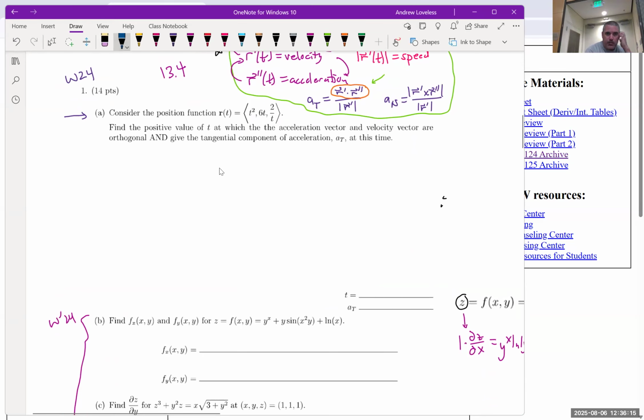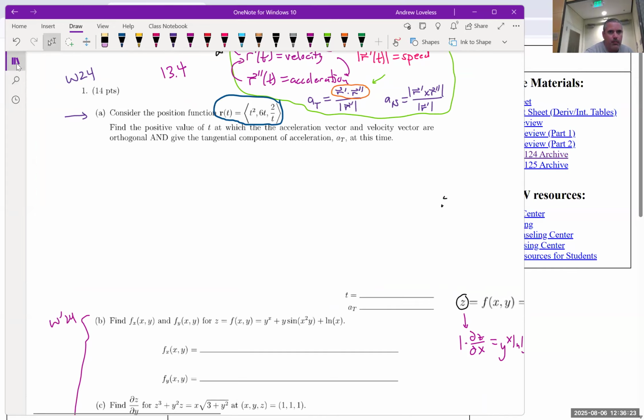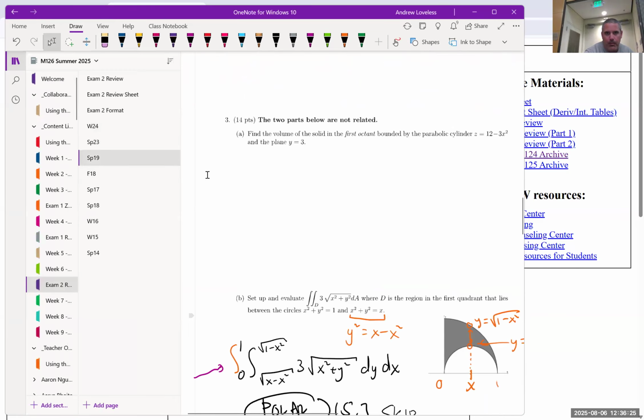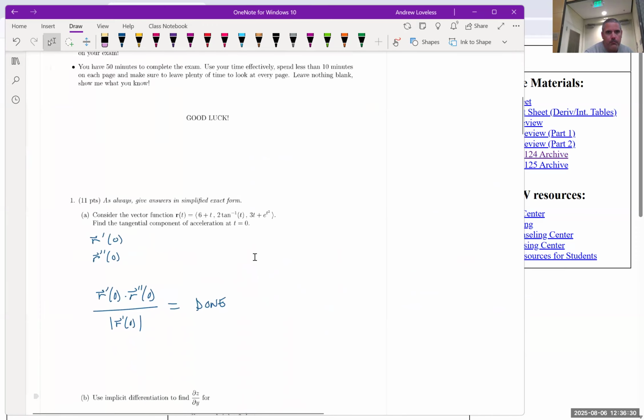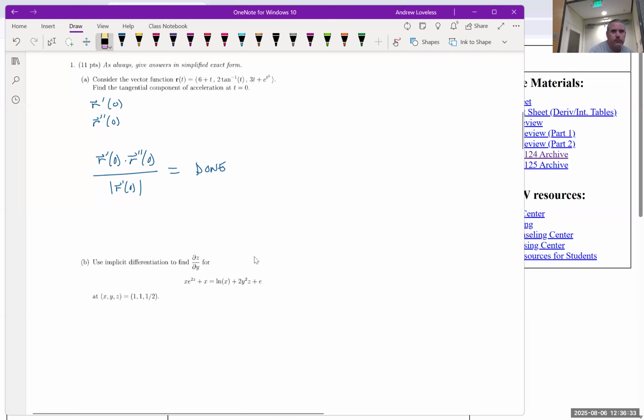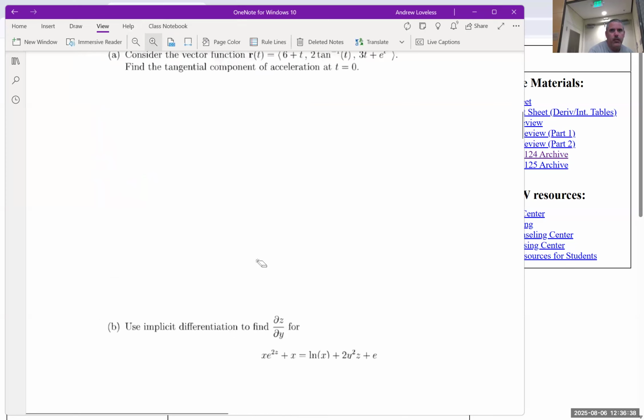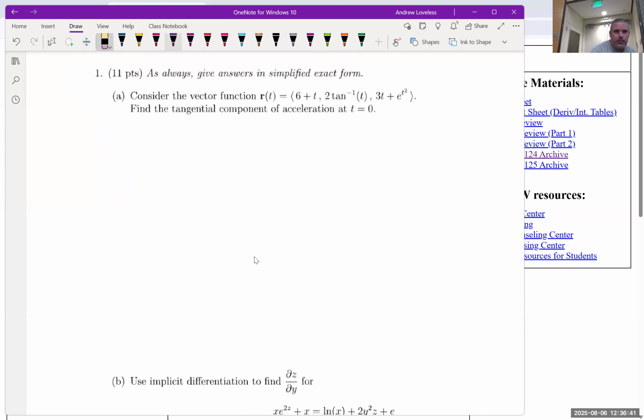It says, consider the position function given by this. I feel like I did that. Let me give another one because I've done that one a couple times. Maybe this one. Yeah, so the part that asks, this is where you have to have this formula, the tangential component of acceleration or the normal component, are these compute-away.